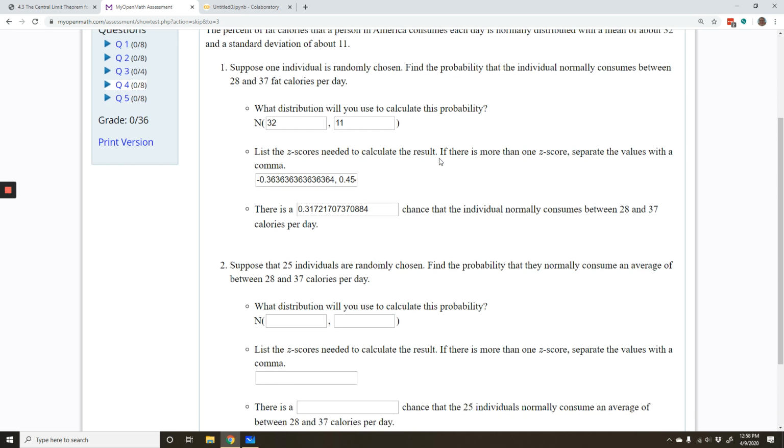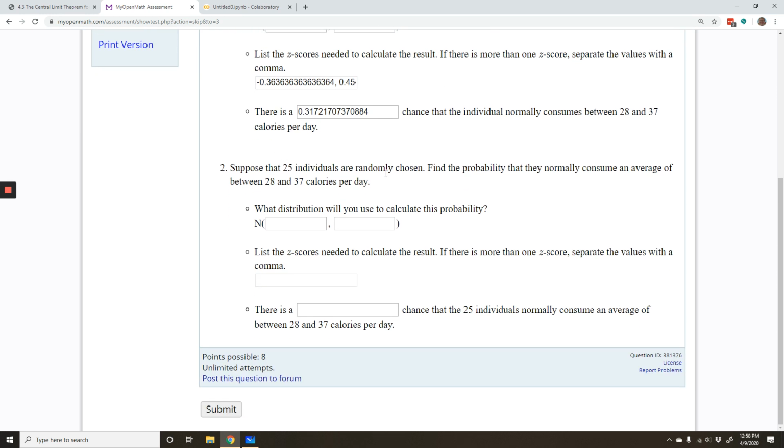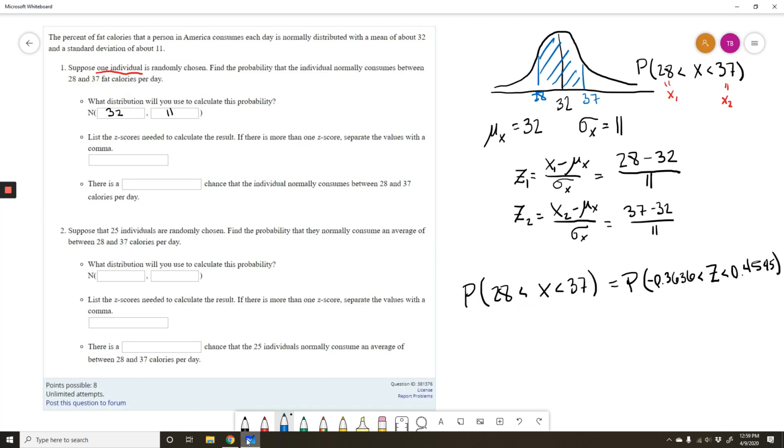Part two, we're going to do something a little different. We're going to look at the full sample. Suppose that 25 individuals are randomly chosen. Find the probability that they normally consume an average of between 28 and 37 calories per day. So there's a couple things we're looking at. We're not looking at just one individual. We're looking at a sample of 25 individuals, and we're looking at the average of those 25 individuals.